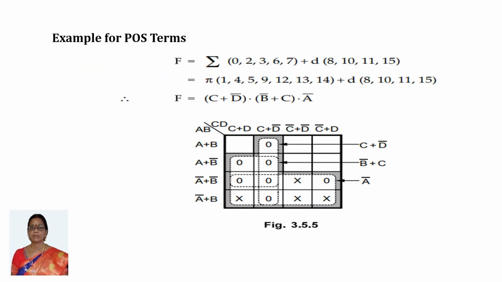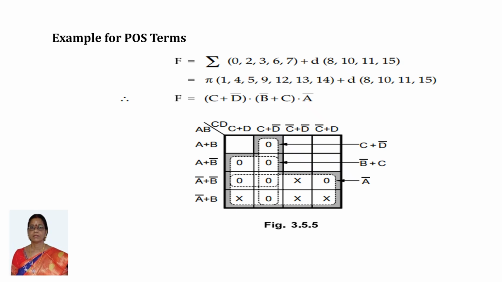Now we will discuss a problem to represent in product of sums. The sum given is sigma of 0, 2, 3, 6, 7 plus don't care of 8, 10, 11, 15, and it has been asked to represent as product of sums. So we have to write the product of sums terms in the map and obtain the expression. Product of sums terms are nothing but the remaining terms other than sigma of 0, 2, 3, 6, 7, which are 1, 4, 5, 9, 12, 13, 14, and don't care is 8, 10, 11, 15.